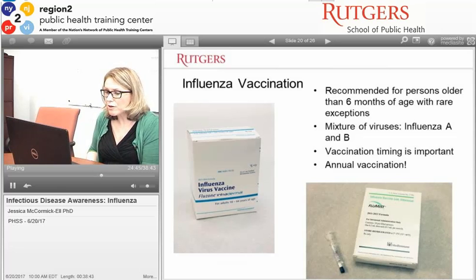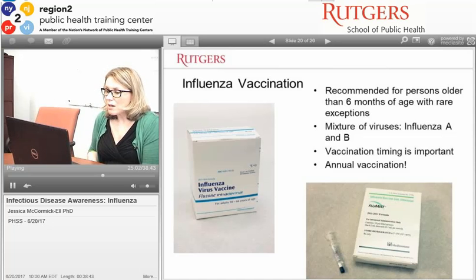The flu virus vaccines are a mixture of influenza A and B vaccinations. Right now, they have two main kinds, the quadrivalent and the trivalent. The trivalent is 2 influenza A viruses and 1 influenza B virus.